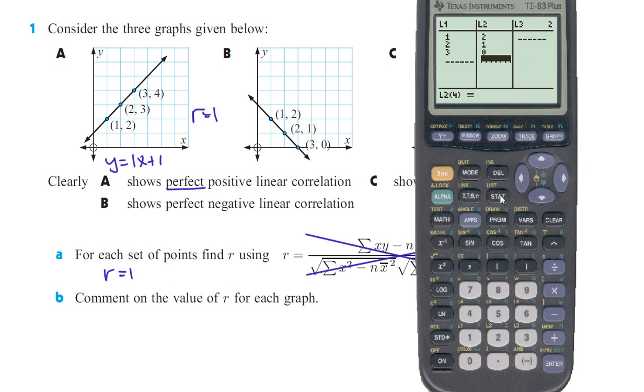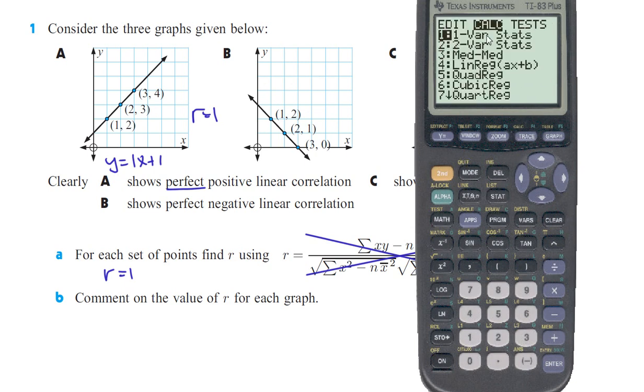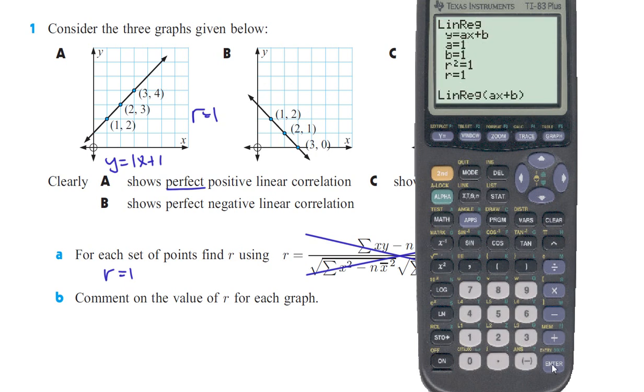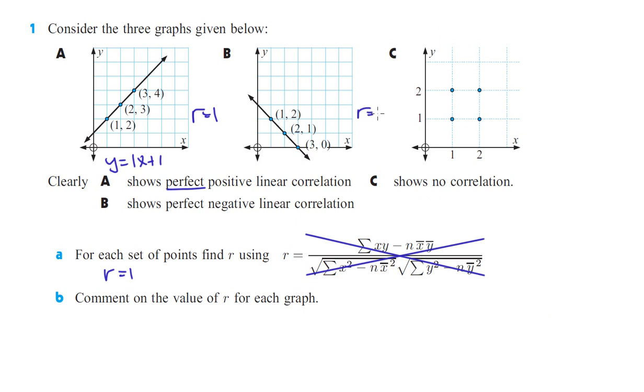So now we go back into stat again, and we are going to calculate a linear regression. So you can arrow down, or simply just push 4. And now we do that. y equals ax plus b, negative 1, because the slope is negative 1, and it starts at positive 3. Right? And then our r value now on this one is negative 1.